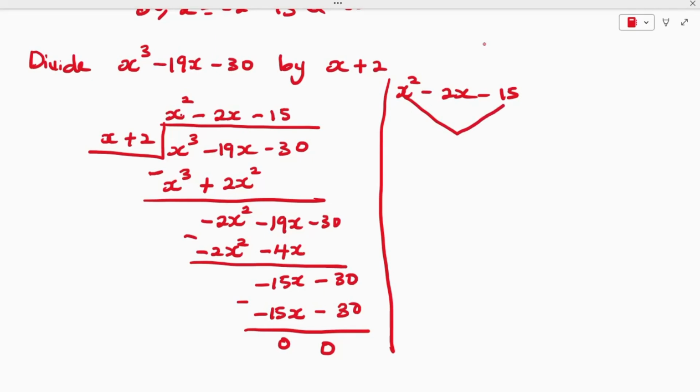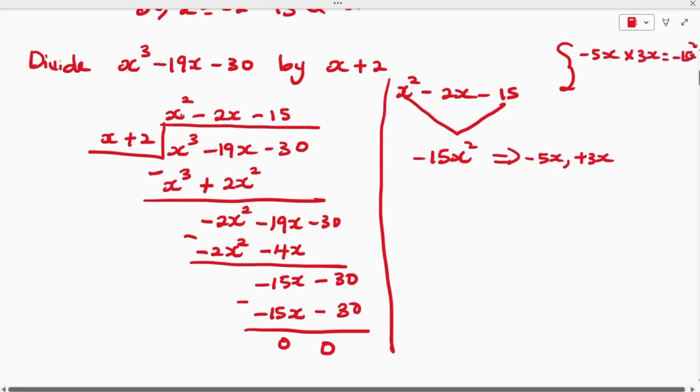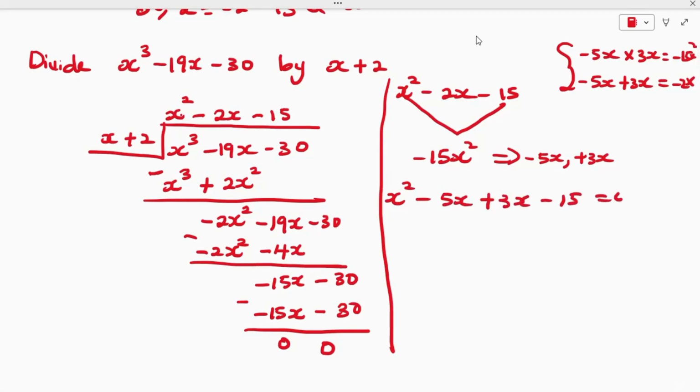So if we take this and this, we have this to be minus what? 15x squared. So think of a number that when you multiply them, it gives us minus 15, and when you add them, it's going to give us minus 2x. We have those two numbers to be minus 5x and plus what? 3x. Now this is minus 5x times 3x is going to give us what? Minus 15x squared. And if we have minus 5x plus 3x, this is going to give us minus what? 2x. So we have this to be x squared minus 5x plus 3x minus 15, and this is equal to 0.